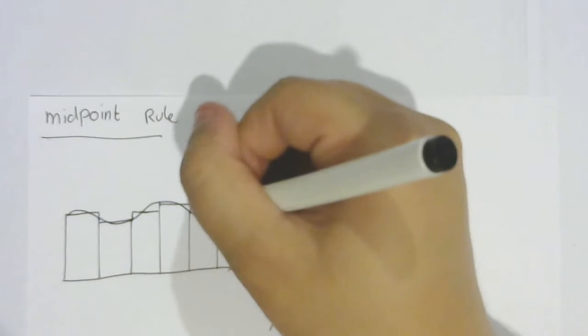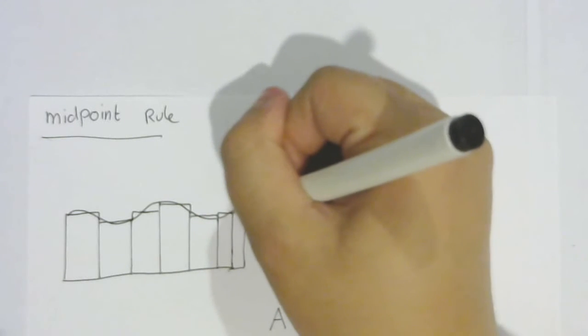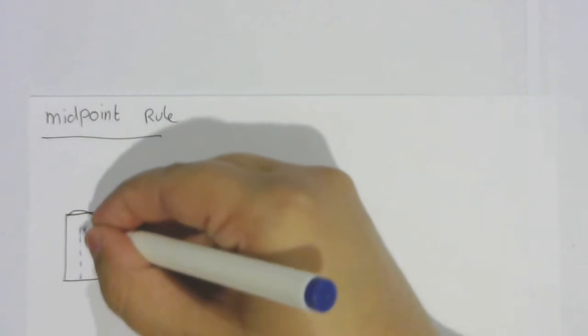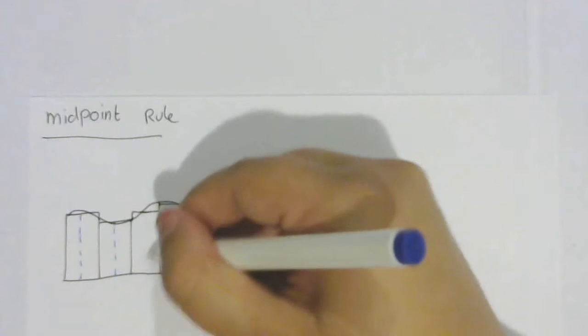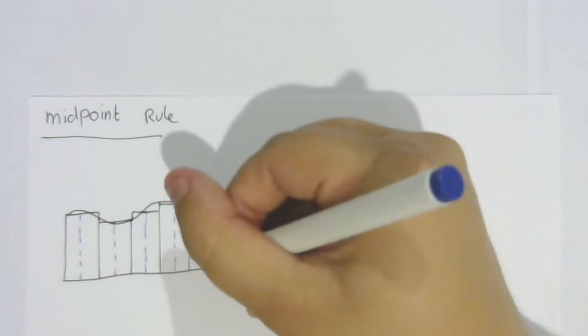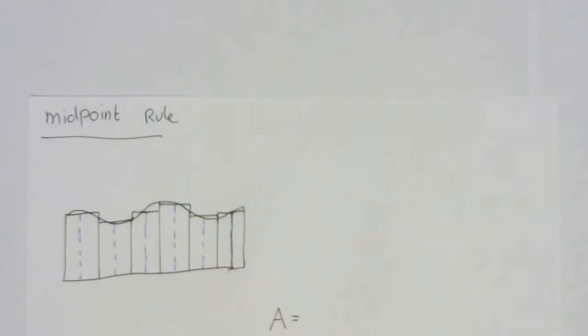Now, their height is very specific. In the midpoint rule, we choose the height to be the height in the middle of each strip. And so in a lot of problems, we will give you the heights in the middle of those strips without actually drawing the strips.